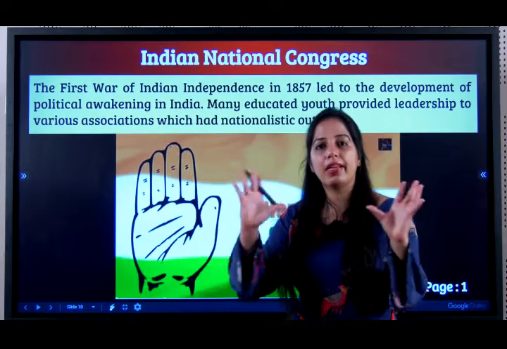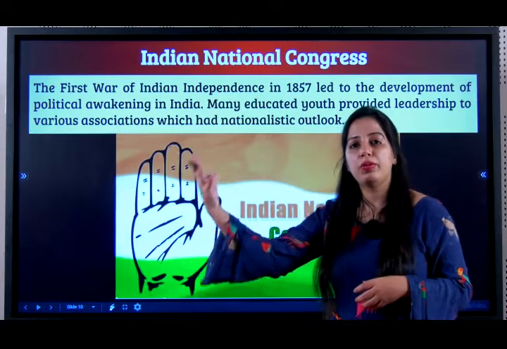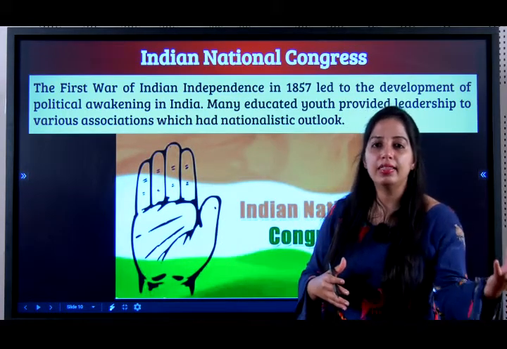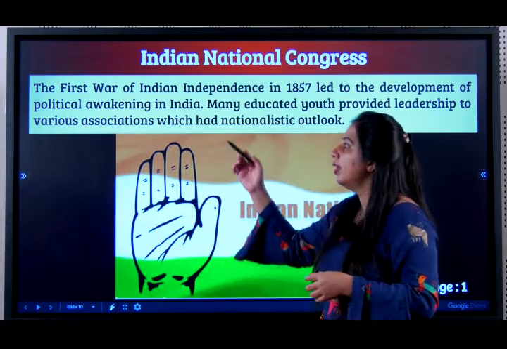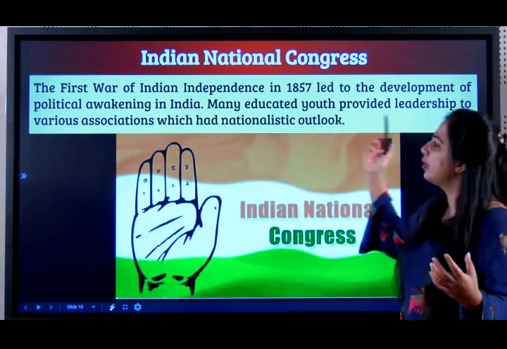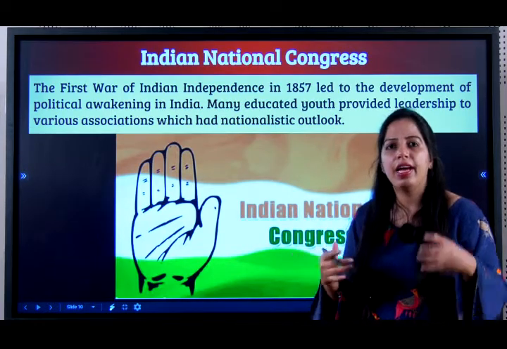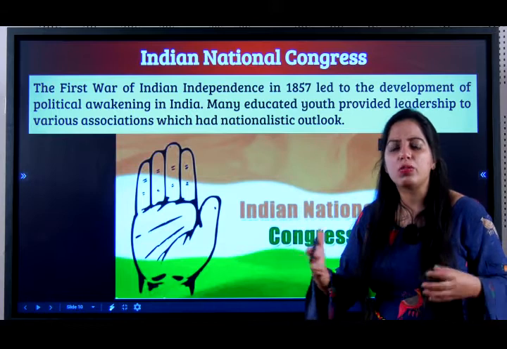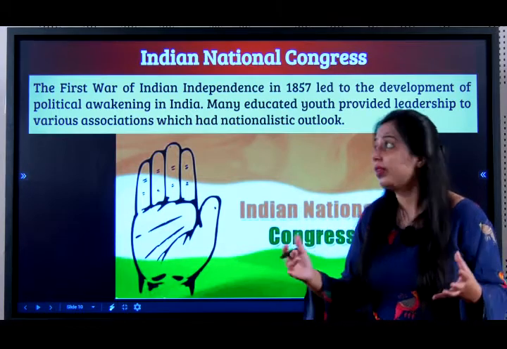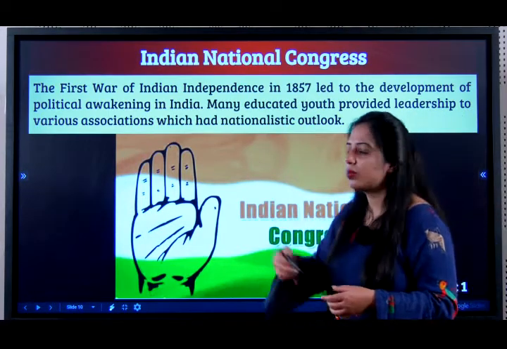Students, this is the background of what is happening in India, both from the British point of view and the Indian point of view. So the first war of Indian independence led to the development of political awakening in India. People are now more aware as to who is ruling us, what are laws, what is administration. They know things. Many educated youth provided leadership to various associations.